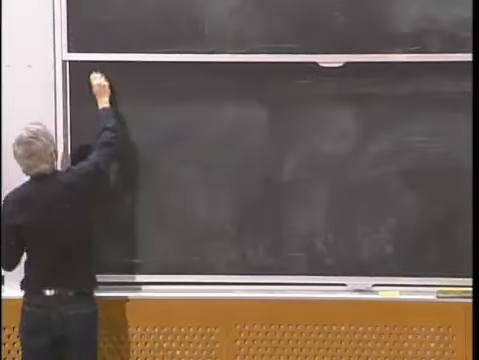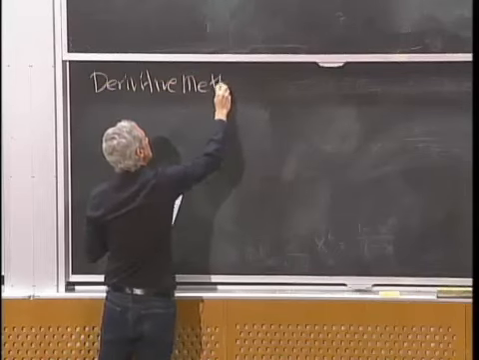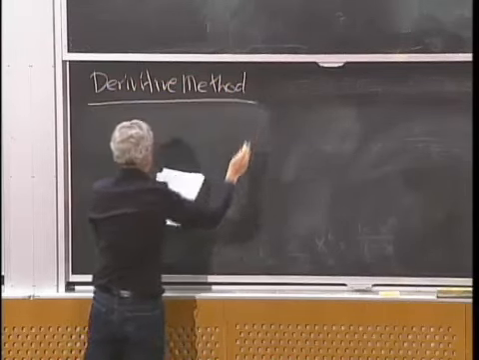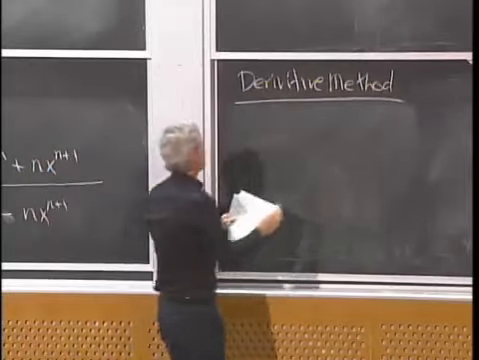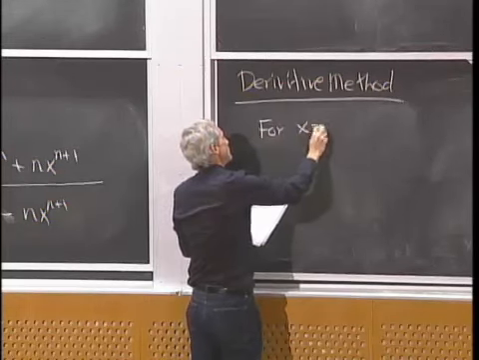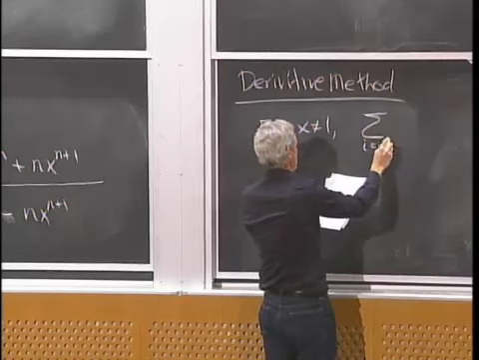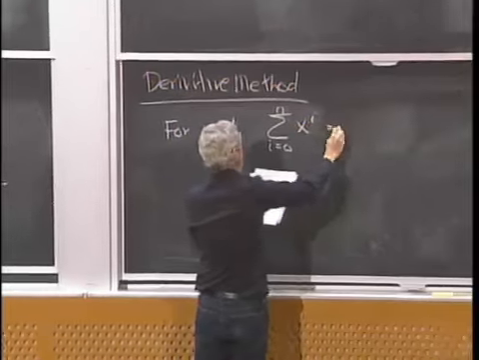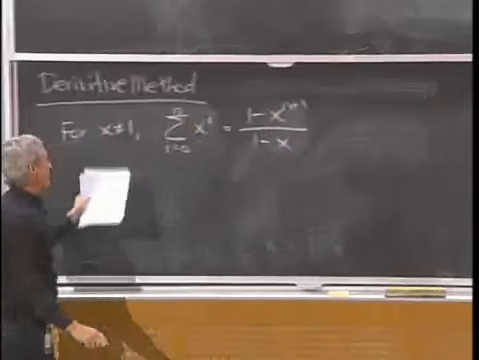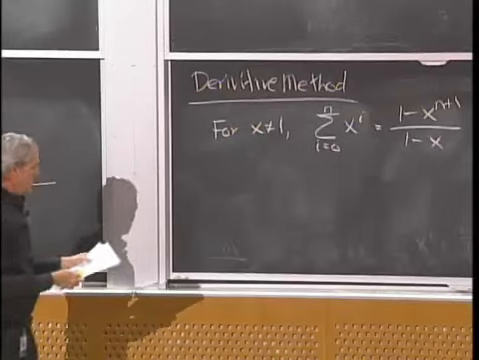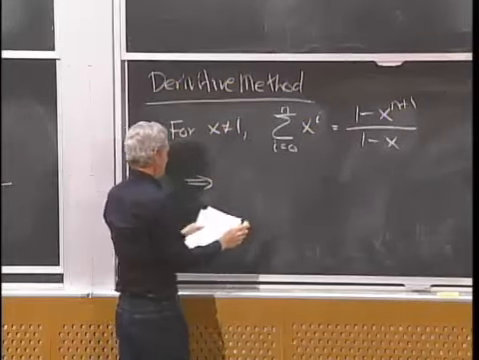This method is called the derivative method. And the idea is to start with the geometric series, which it's close to, and then take a derivative. So for x not equal to 1, we already know from the theorem that the sum for i equals 0 to n of x to the i equals 1 minus x to the n plus 1 over 1 minus x. That was the theorem. We already know that. Now I can take the derivative of both sides. And let's see what we get by taking the derivative.